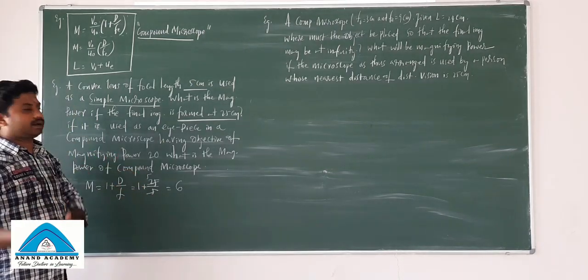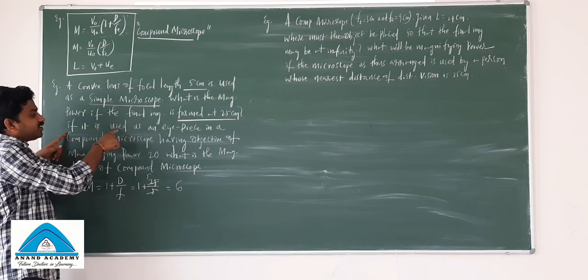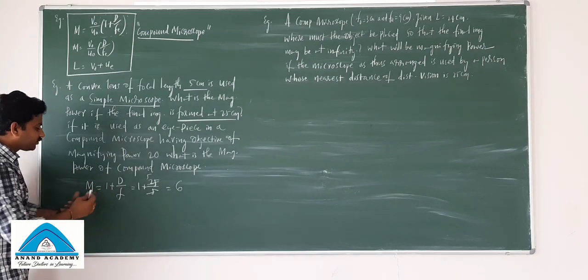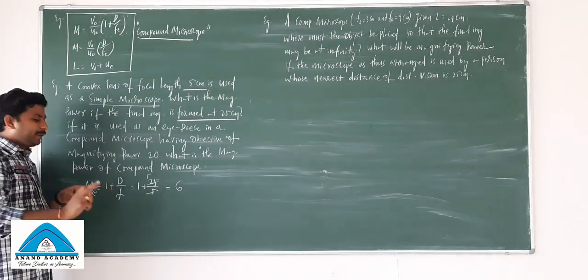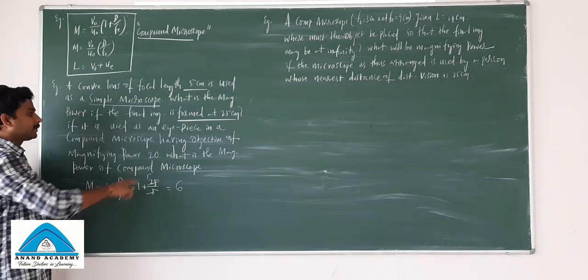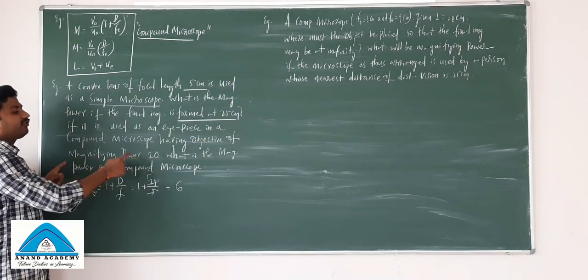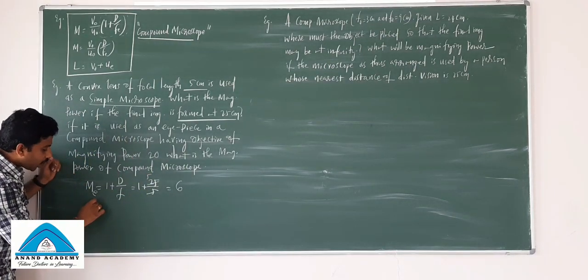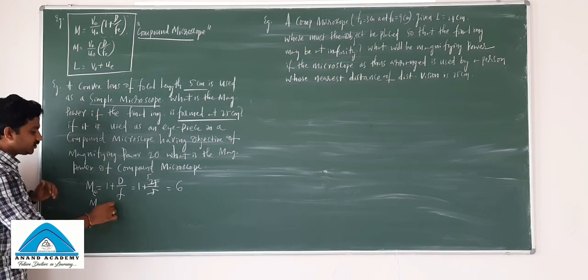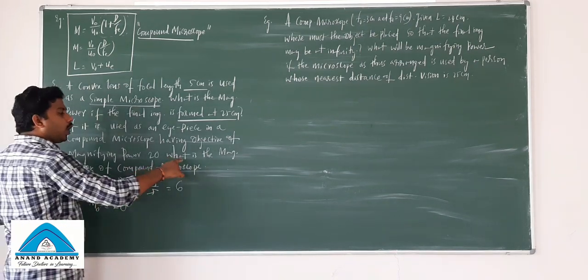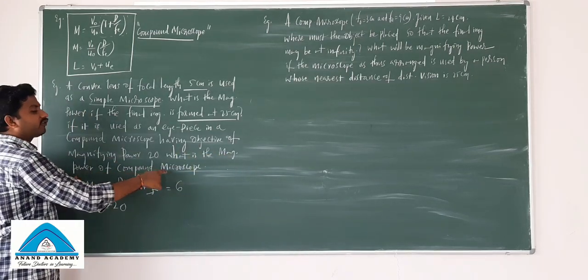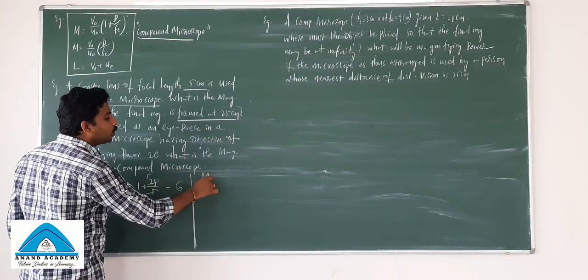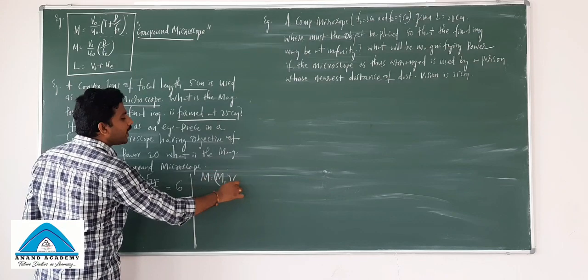Let's read the further part of the question. If it is used as an eyepiece in a compound microscope, having an objective magnifying power of 20. Compound microscope means there is an objective lens also. That objective lens magnifying power is 20. What is the magnifying power of compound microscope? The net magnifying power they are asking, that you know, m_o into m_e.